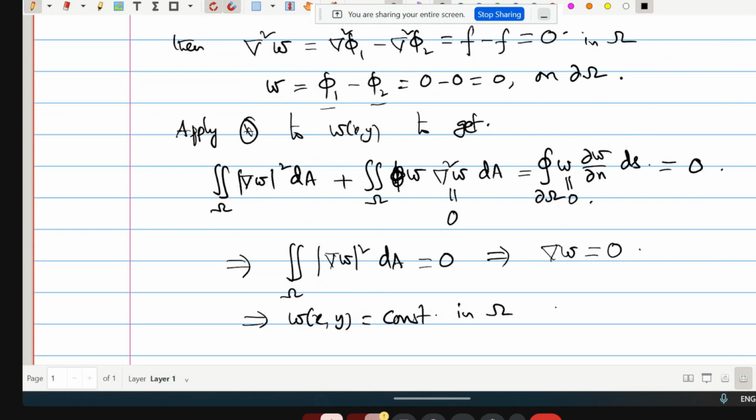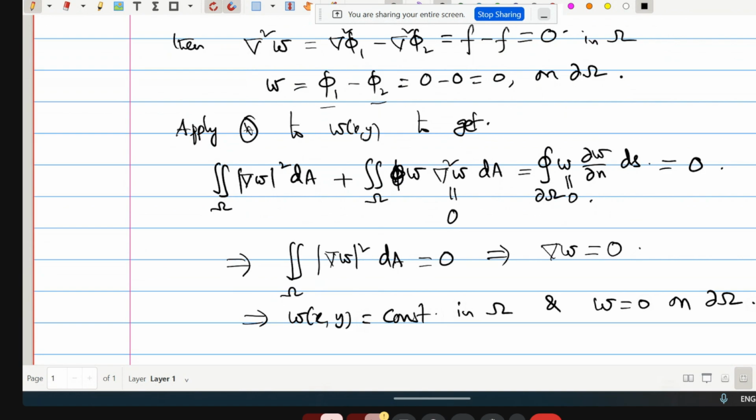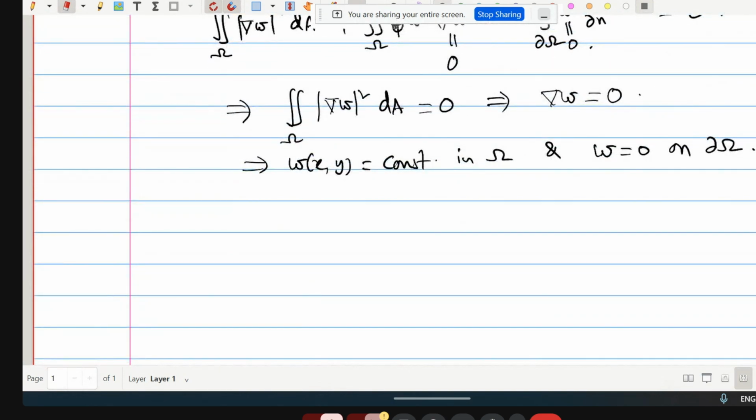w is constant in omega. And we know that w is actually equal to 0 on dou omega. By continuity argument, it has to be 0, right? So that means that constant has to be 0, because it is satisfying the Laplace equation inside, and on the boundary it is continuous. w of xy is continuous in omega and on delta omega, that is omega bar.